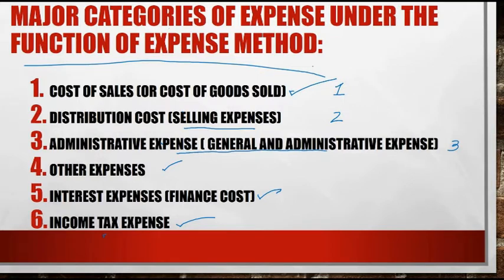Kapag present ka using function of expense method, tandaan, mas maiksi siya compared sa nature of expense method at mas maraming notes si function of expense compared kay nature of expense. Kasi kay nature of expense, pwedeng net purchases lang, inventory, and cost of goods sold lang yung may notes. Pero kapag function of expense, automatic, itong 6, pwede na lahat tong magkaroon ng notes, isa-isa.